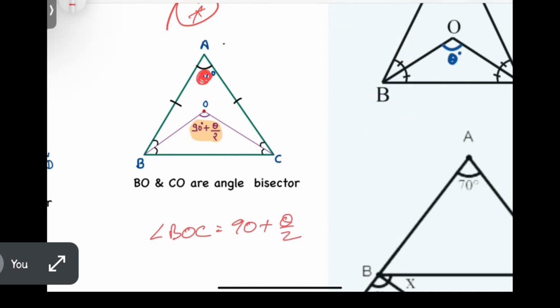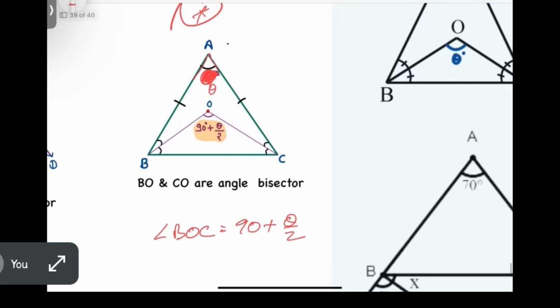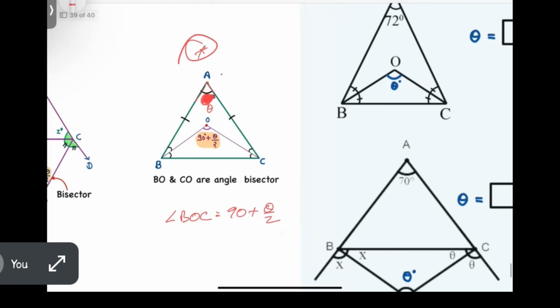Theta is this A value. I'll just remove this one and this is theta. That means this angle is theta. Then the BOC value is nothing but 90 plus theta by 2. Always remember this. This is a handy formula for all kinds of exams.